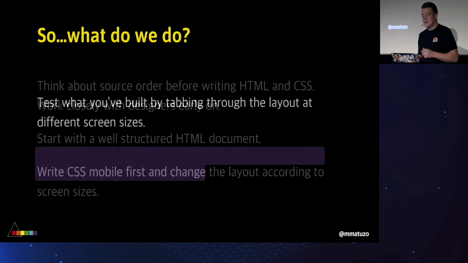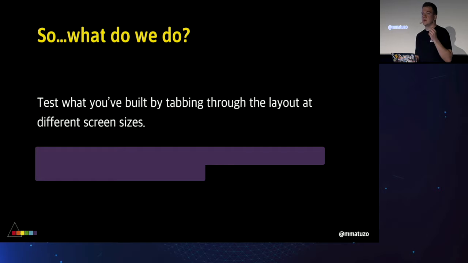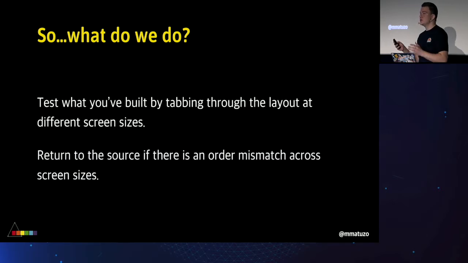It's also a good idea to write our CSS mobile first and change the layout according to screen sizes, and then test what we've built using a keyboard. And not just test on the desktop, but on different screen sizes. So on pretty much every breakpoint where we change layout. And if there is a mismatch, if there are some problems, we should return to the source code and change it there and not in CSS.